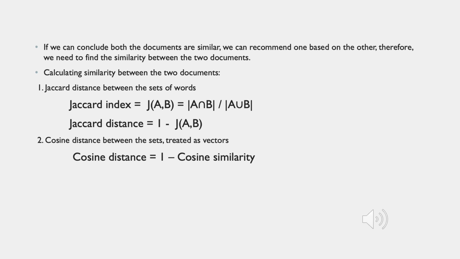Jaccard distance is a measure of how dissimilar two sets are. It is actually a complement of the Jaccard index and can be found by subtracting the Jaccard index from 100%. The cosine distance is also a measure of how dissimilar two sets are, and it is a complement of cosine similarity.